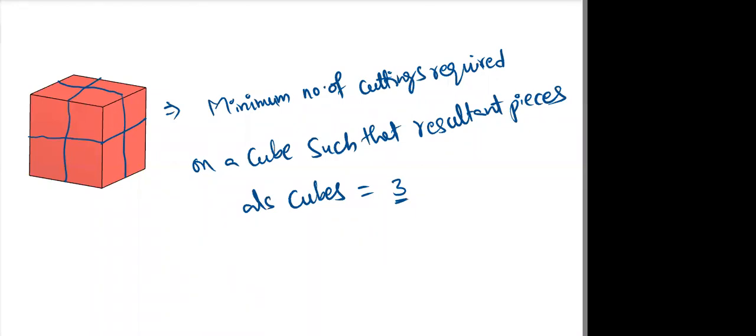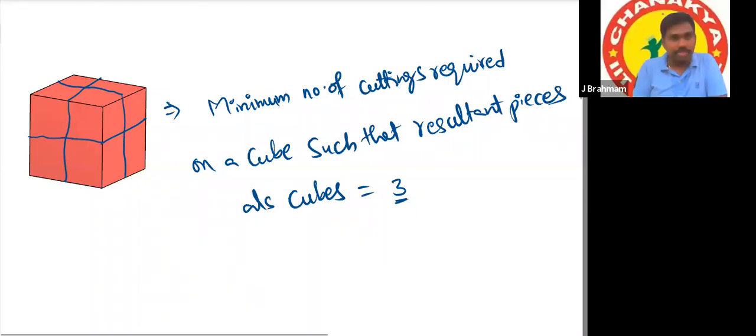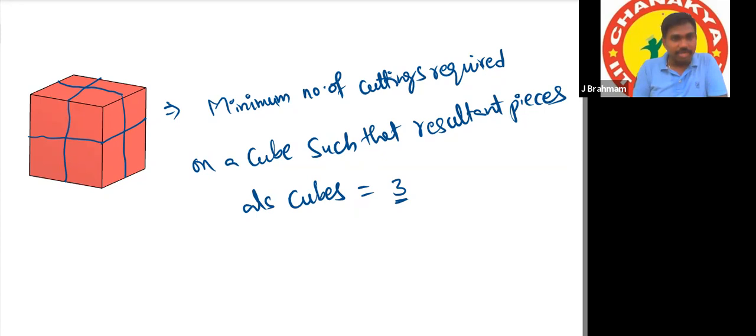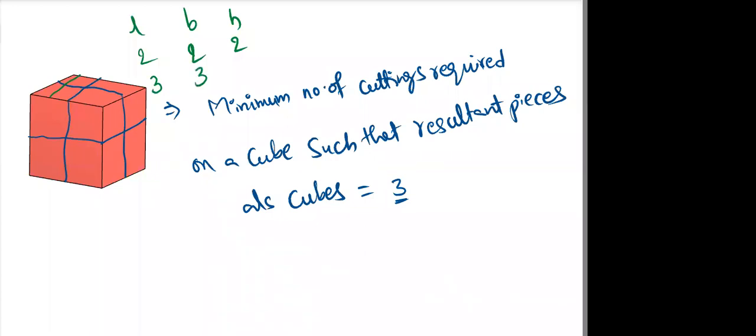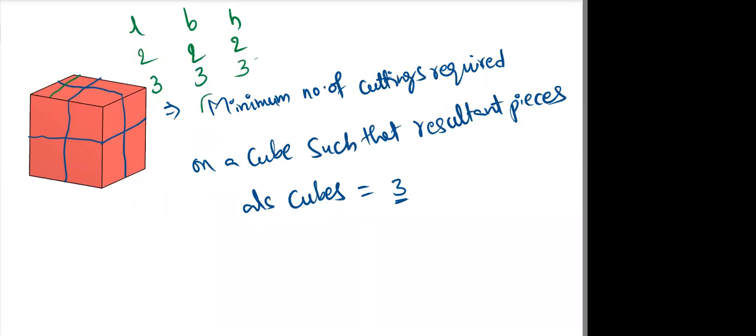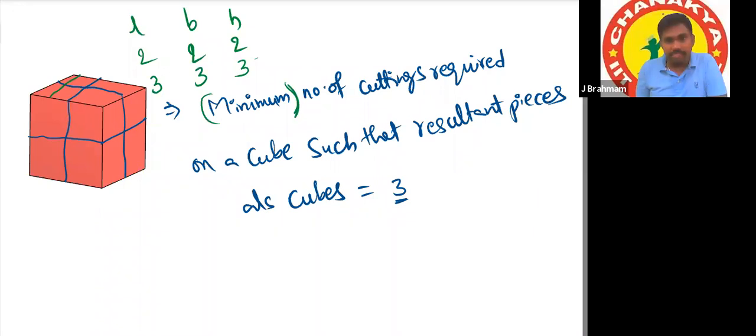Sir, 6. Yes. Multiples of 3. Yes, very good. If I cut lengthwise 2 cuttings, compulsory widthwise also 2 cuttings, heightwise also 2 cuttings. If I cut along the length 3 times, breadthwise also it should be 3 times only, heightwise also it should be 3 times only. Overall, here I have mentioned minimum, that's why it is 3.